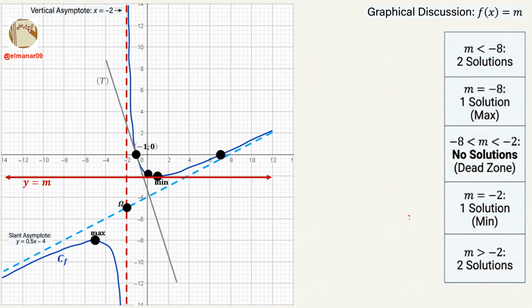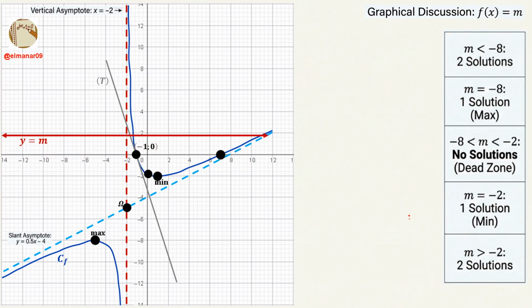Finally, when m is greater than -2, as we keep sliding that line up towards the sky, we start hitting the curve in 2 places again, one on the left of the minimum and one on the right. That gives us 2 solutions.